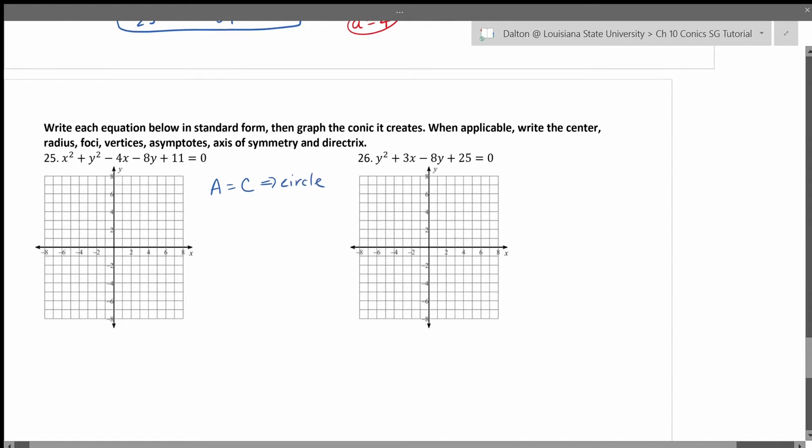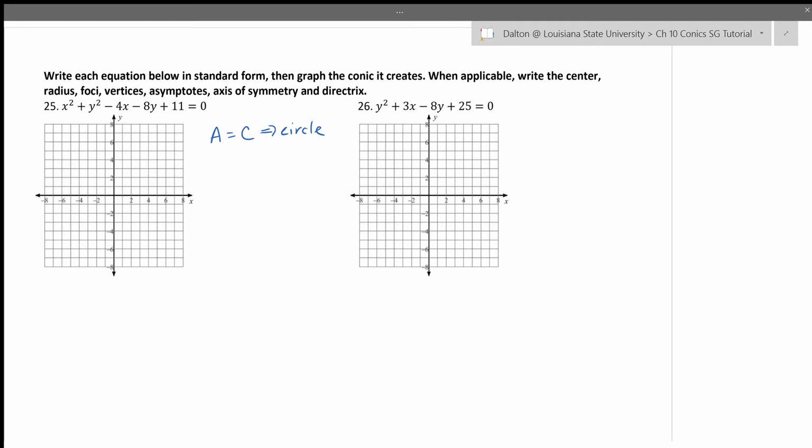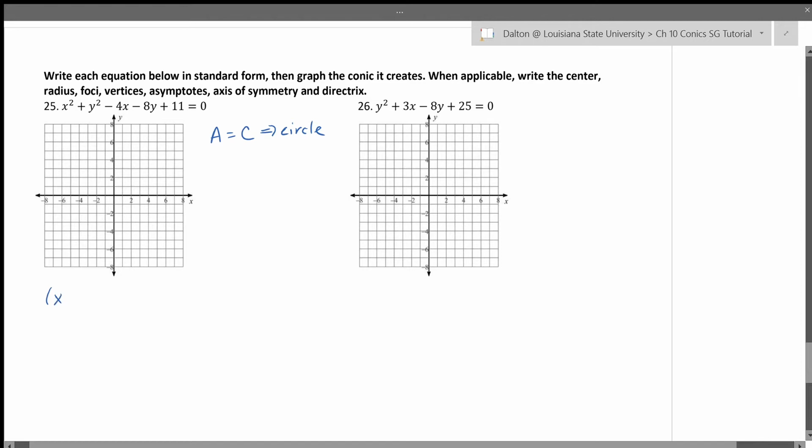If this is a circle, we need to put it into standard form so that we can tell all of the other aspects about a circle, right? The radius and the center point. So we're going to group our x terms, which will be x squared minus 4x plus, leave room for a new c, plus y squared minus 8y, leave room for a new c for those. And then we're going to put our constant on the other side, which will be negative 11.